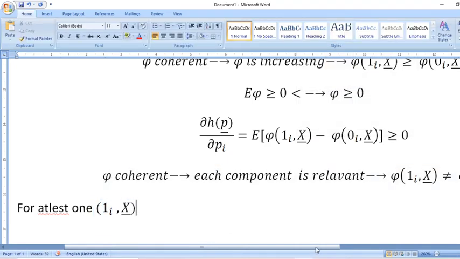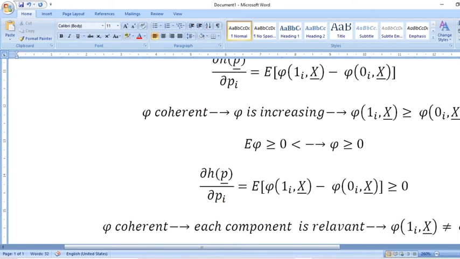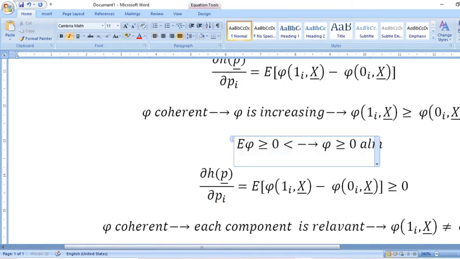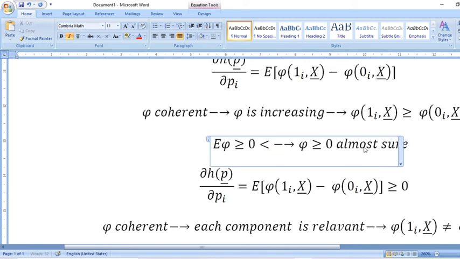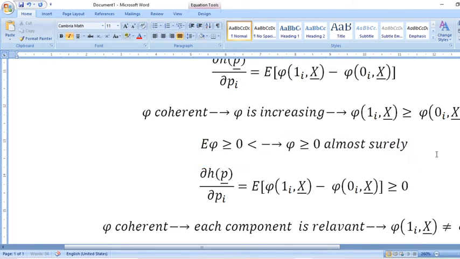Okay, so we have used two conditions. First one is phi is coherent. Phi coherent means phi is increasing. That means phi of 1 I comma x is greater than or equal to phi of 0 I comma x. You also know that expectation of phi greater than 0 implies and is implied by phi greater than or equal to 0 almost surely. So dou h by dou p is equal to expectation of phi of 1 I comma x minus phi of 0 I comma x, which will be greater than or equal to 0. That is condition number 1.